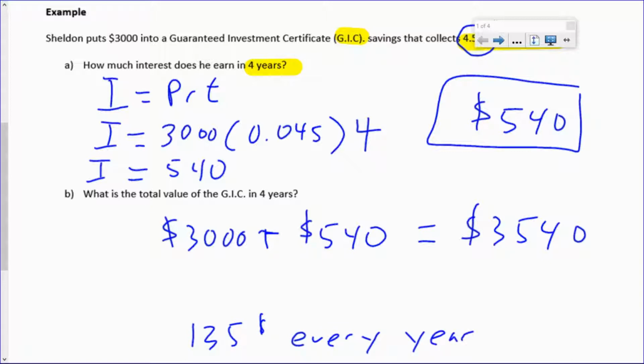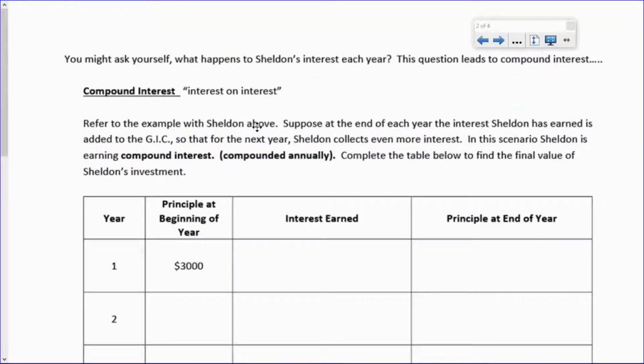Now, it's possible that GICs work this way, but it's not that common to have simple interest. Instead, you might ask yourself, what happens to Sheldon's interest each year? Like, what happens to the $135? Does he get it? Does the bank just keep it and pay him all the interest at the end? Well, the answer to that question kind of introduces compound interest, or interest on top of interest.